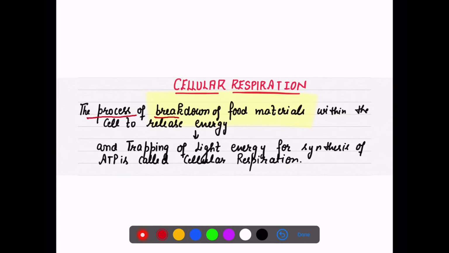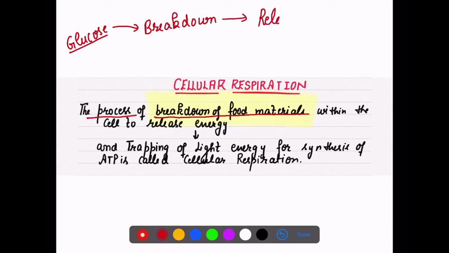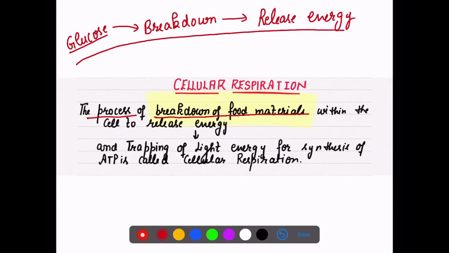The process of breakdown of food materials. Now in photosynthesis we have formed the food, and what is food? That is glucose, and glucose has to be broken down. So when glucose starts breaking down, what will it release? It will release energy. And this process is called respiration, because this is happening in a cell only. This is not occurring outside anywhere. It is occurring inside a cell.